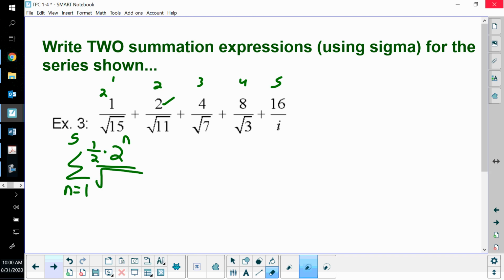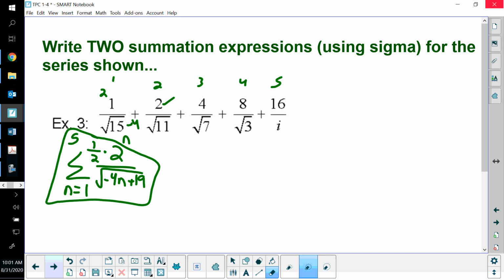Now on the bottom, we've got to have a square root. Under our square root, we go 15, 11, 7, 3. We'll talk about the i eventually when we get there. But the square root, it's going down by 4 each time. So this one we can think of like an mx plus b. We'll have minus 4n. But if we sub in 1, we're going to get negative 4 in this spot, and we need it to be 15. Well, 15 is 19 higher, so we'll need a plus 19 on the end.